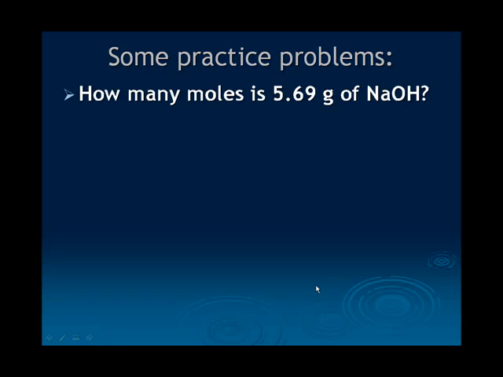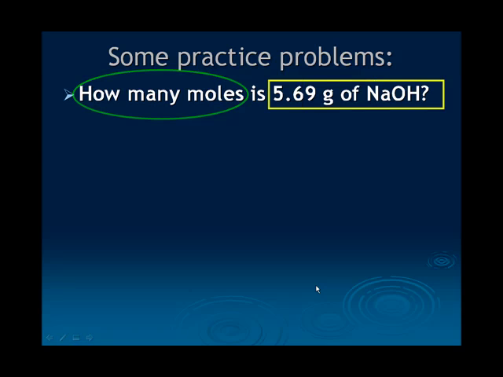Now, the way to work these out is just to do some practice problems. What you want to do is read the problem, figure out what you're looking for, and see what you're given in order to solve the problem. So our question here: how many moles is 5.69 grams of sodium hydroxide? What I'm looking for is the number of moles. What I'm given is 5.69 grams.